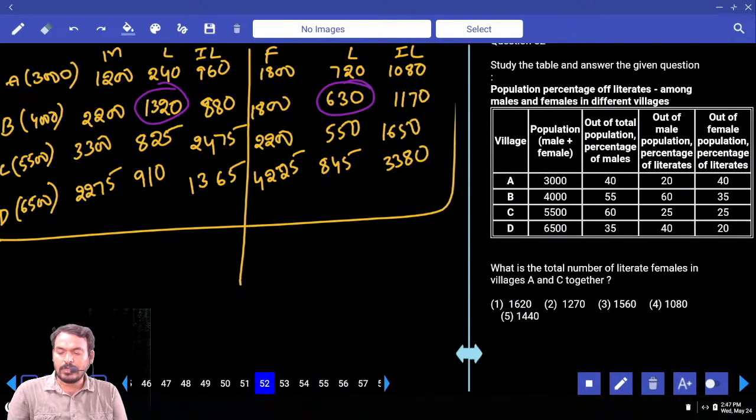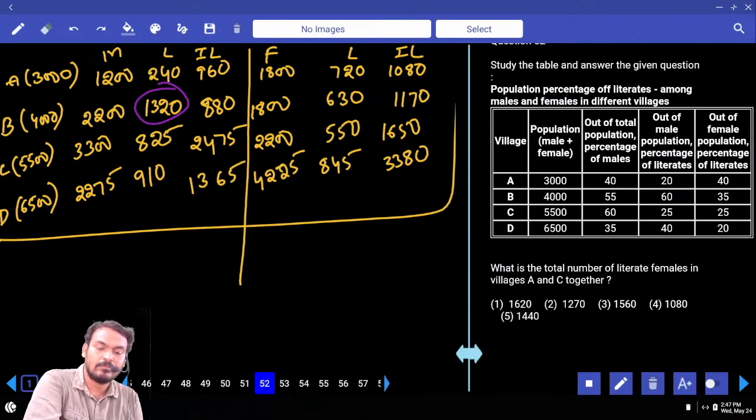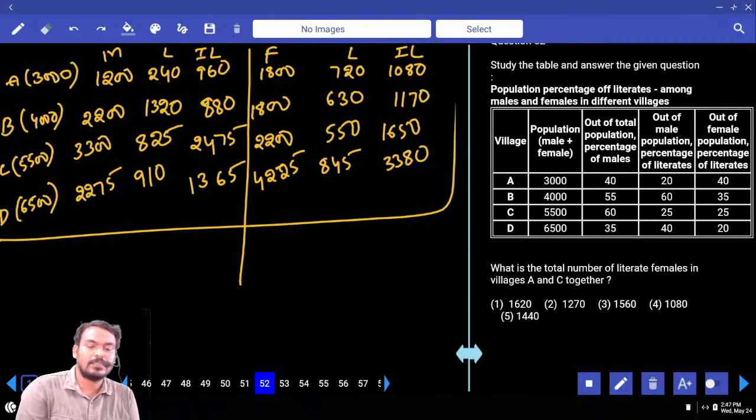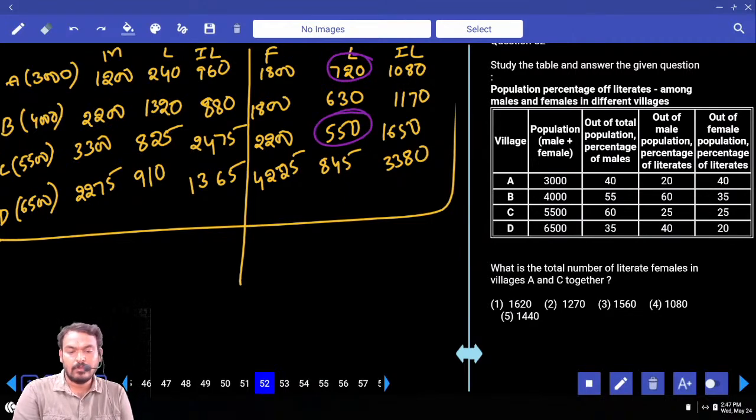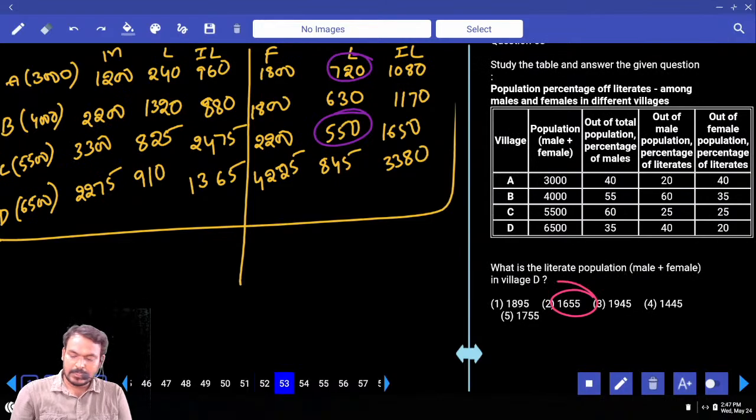Next 52. What is the total number of literate females in villages A and C together? Literate females in village A and C together. What is the literate? 720. Next 550. Total 1270. Next 53.